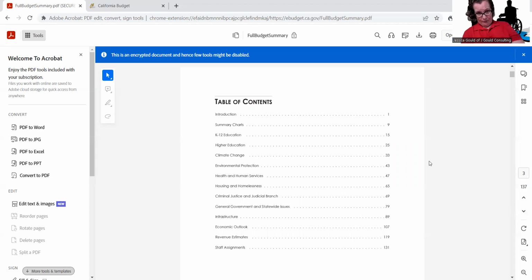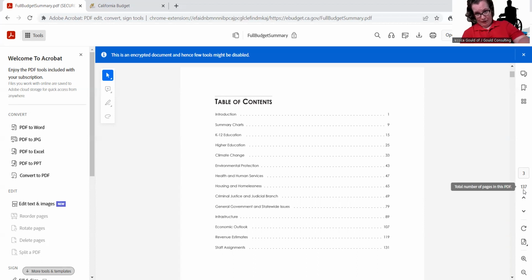The disability population is oftentimes in the health and human services section, which if you see here, it says it's on page 47. Housing and homelessness is on page 65. So I am not going to go into a deep analysis on both of these, but I will show you approximately what's going on in these two spaces.